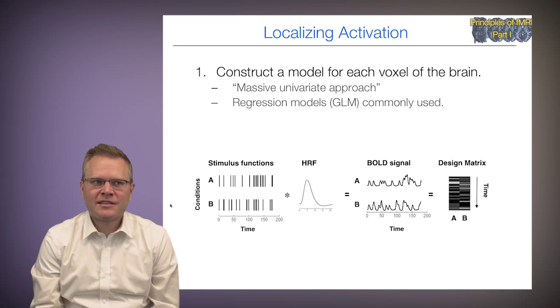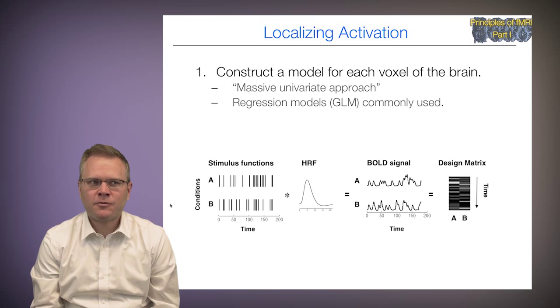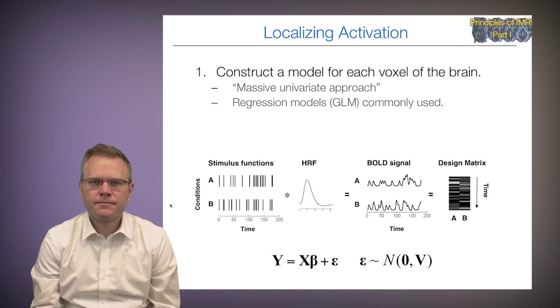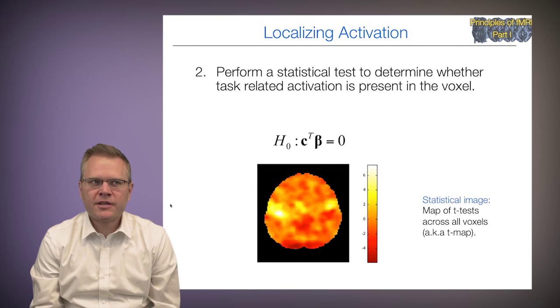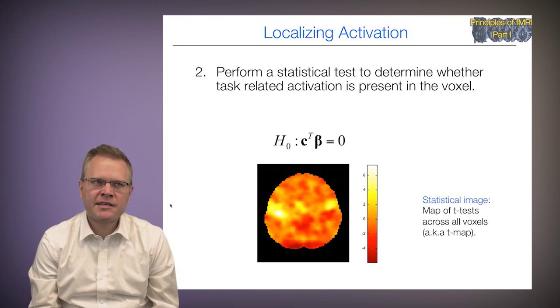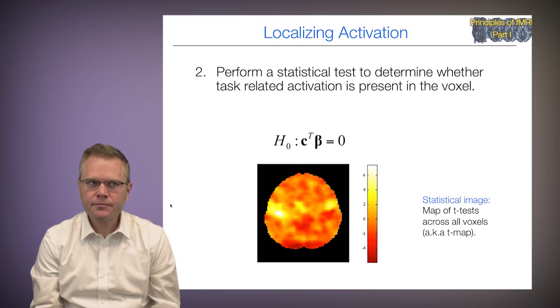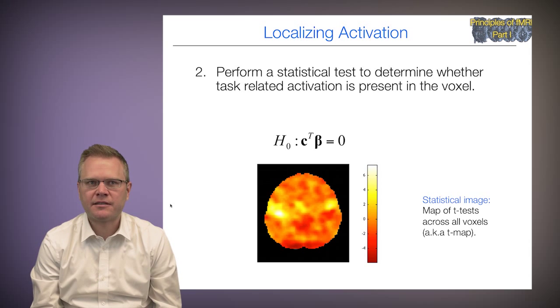And here is just a kind of a cartoon showing how we can create a design matrix for two different conditions, A and B. And then we put this into the GLM model as follows. Now, once we estimate the parameters of this model, we can perform a statistical test to determine whether or not there's task-related activation present in the voxel.